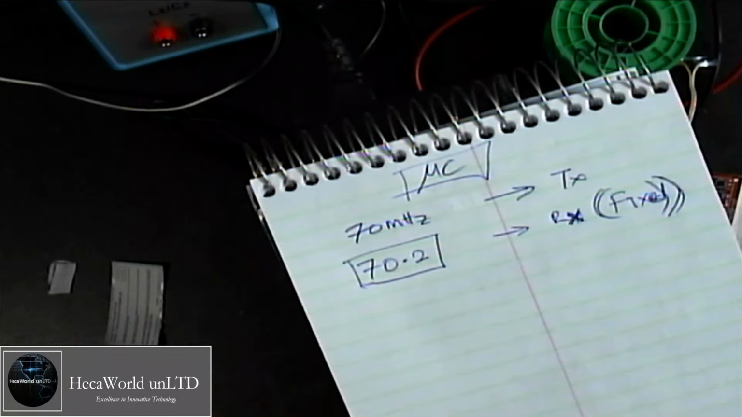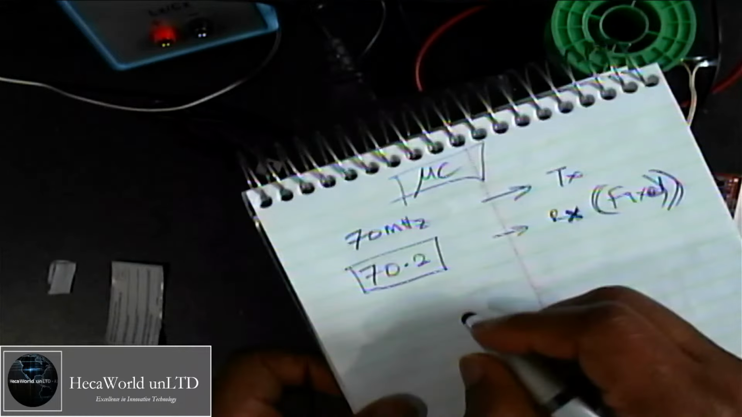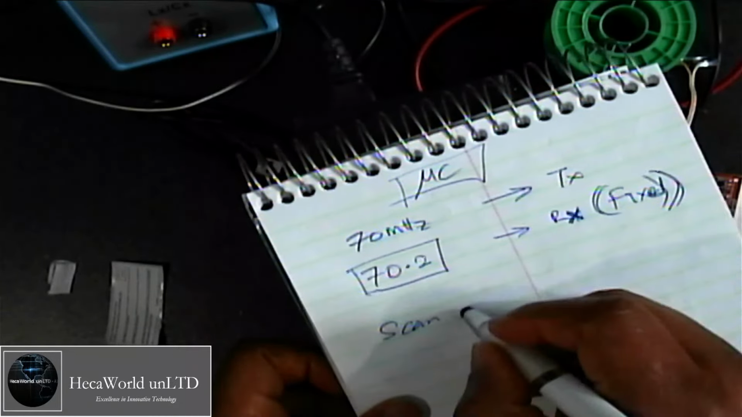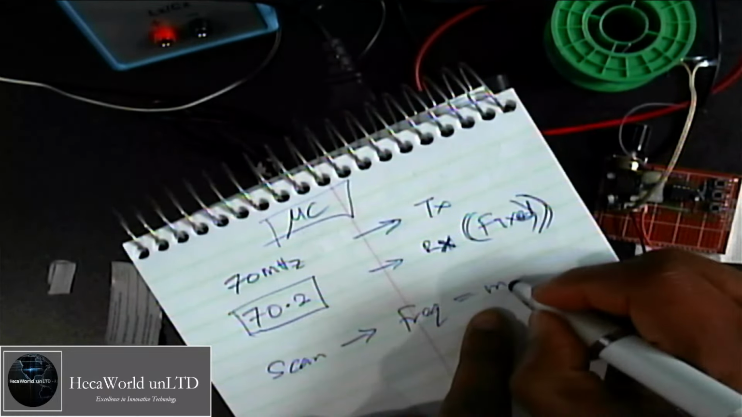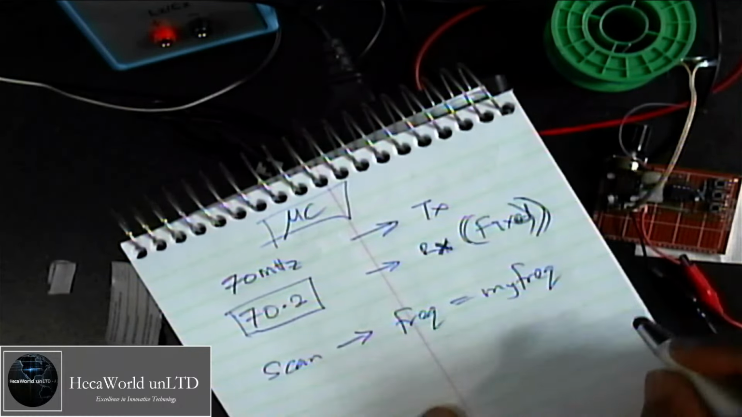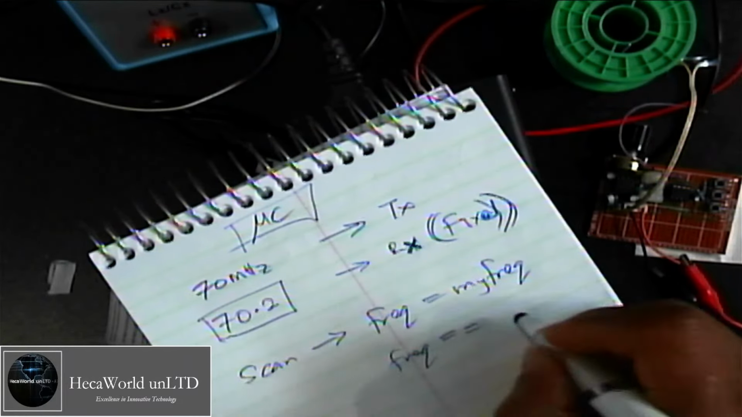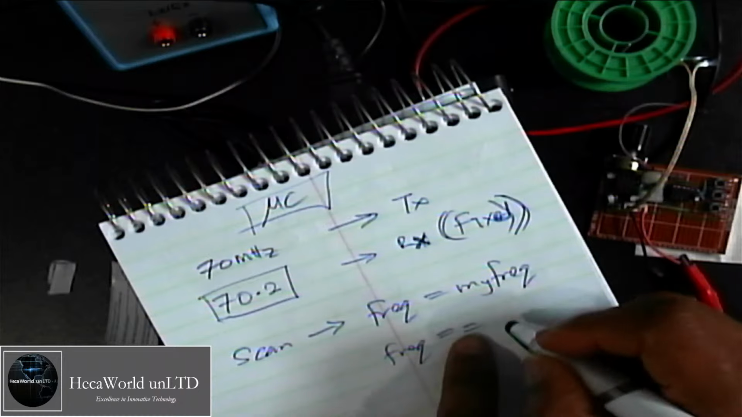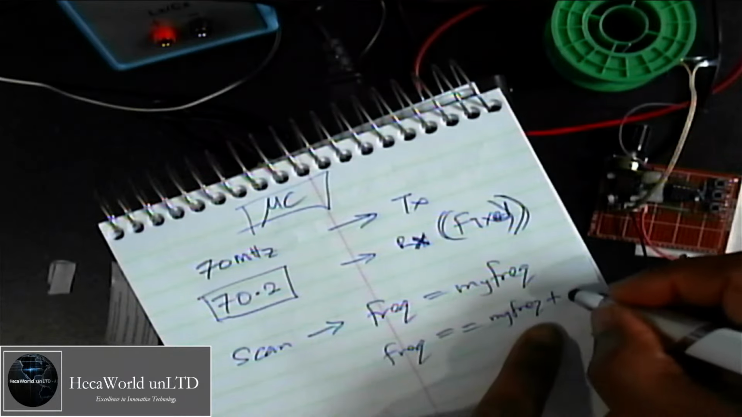So when you tune it, you say if frequency is equal to, so let's say you program each unit to have a particular frequency. You can say when the frequency is equal to my fixed frequency, skip to the next. So when you scan the spectrum and the frequency is equal to my frequency, then you can assign it another value. You can say frequency is equal to my frequency plus 0.2, something like that.